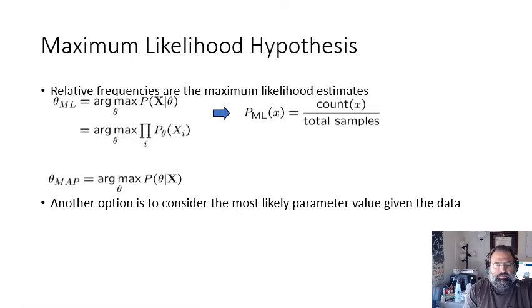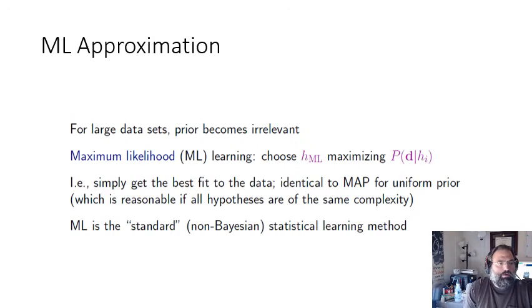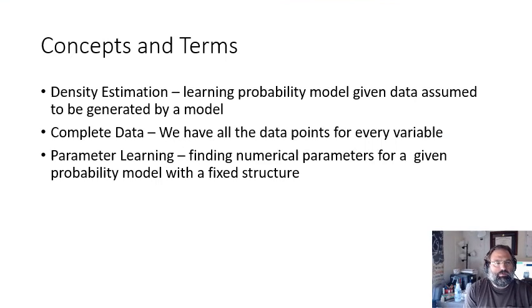Another possibility is you may want to take a look at the data that's given. So the maximum likelihood approximation is also discussed, again related to statistical learning. Sometimes you know all the data, sometimes you don't, and that's where we often deal with partial data. So you may come up with a density estimation. That's the idea of learning a probability model given data assumed to be generated by a model. The basic idea is that you assume the data is coming out of something, so you try to estimate what that thing is that's producing it.